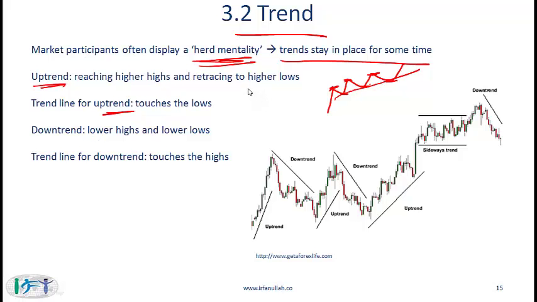With a downtrend, you have a situation like this. Stock is going down. The lows are lower and the highs are also lower. The trend line for a downtrend touches the highs.